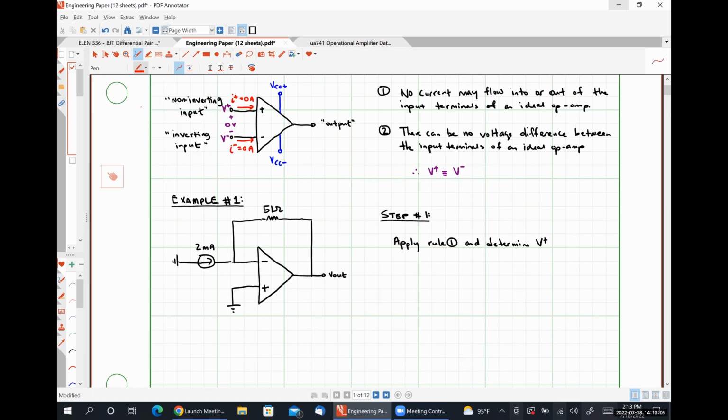So if I apply op-amp rule number 1, this is me noting this current has to be 0 amps, and this current has to be 0 amps. Now I'm going to determine the voltage V plus. By inspection, V plus in this case is 0 volts because our non-inverting input terminal is connected directly to ground.